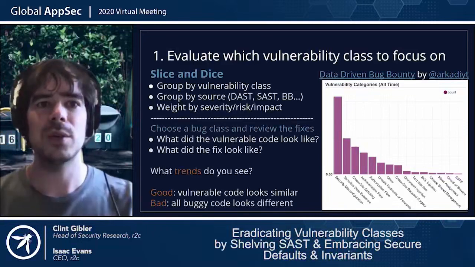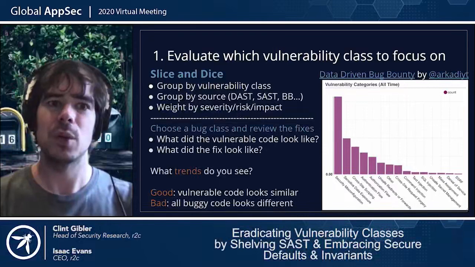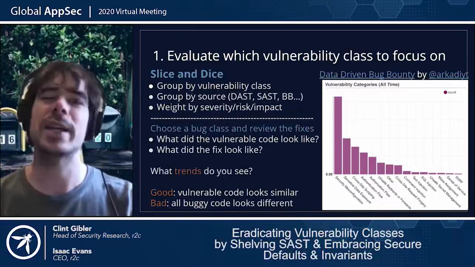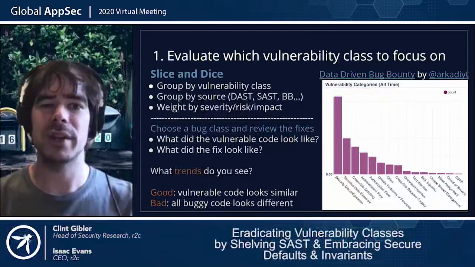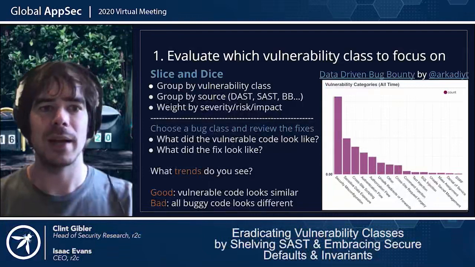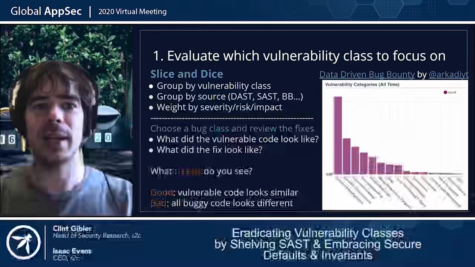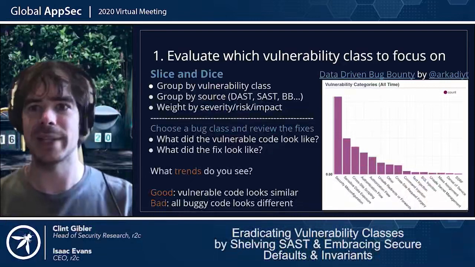Okay, so once you have a couple of bug classes picked out, review the fixes and ask yourself questions like, okay, what did the vulnerable code look like? What did the fix look like? And what sort of trends can we see? So ideally, in the best case, all of the vulnerable code looks similar, and this is going to allow us to generalize and target it. And then in the worst case, every instance of a bug, for example, cross-site scripting, has a different source and a different cause.